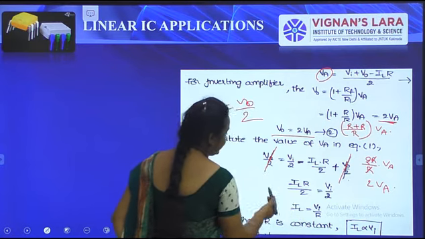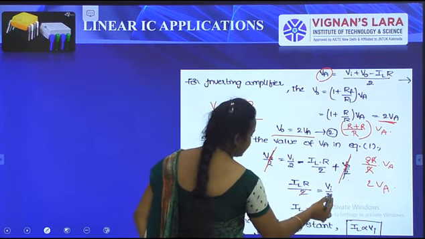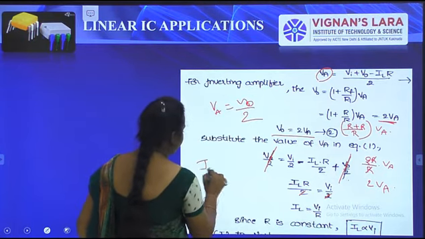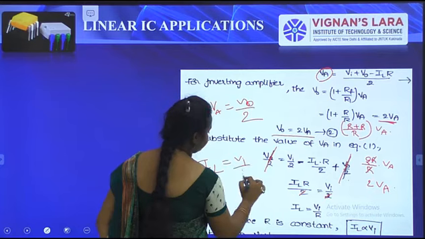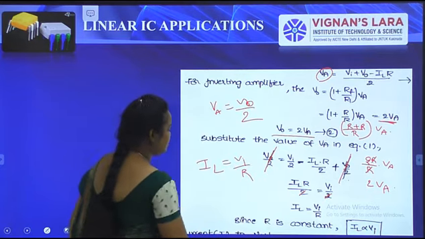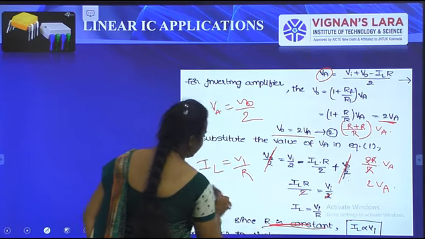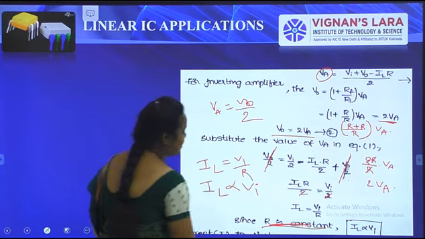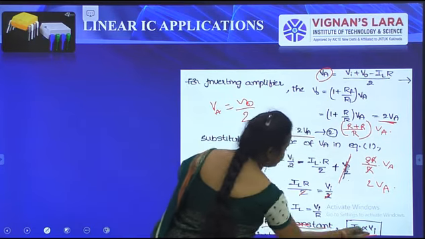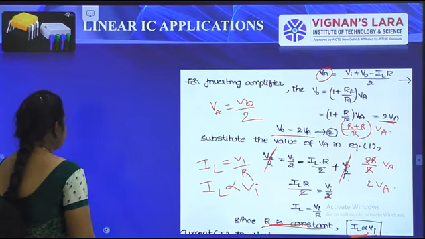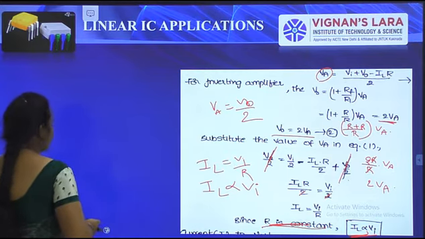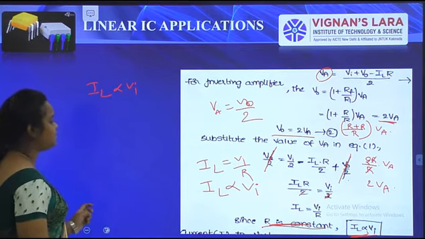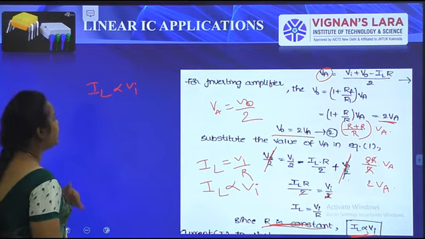Then load current IL, the 2 gets cancelled here. IL is equal to Vi by R. So we can get the IL term as Vi by R. Where R is constant, we can write IL is proportional to Vi. Finally, we can get the equation IL is proportional to Vi. So this is about the current with grounded load. So this is the equation for the voltage to current converter.